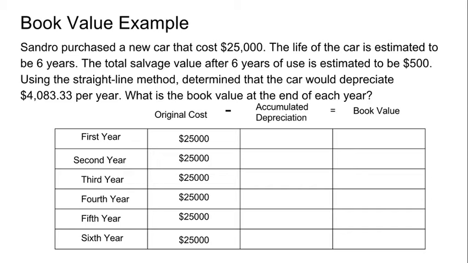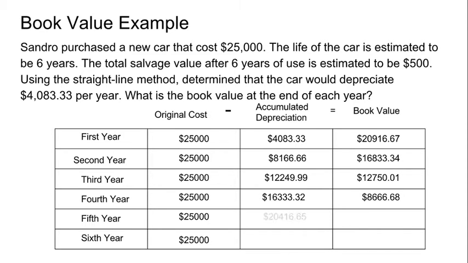So we figured out our accumulated depreciations. So when we subtract for that first year, our original cost minus our accumulated depreciation at the end of the first year, we get that the car after 1 year of use and ownership is now worth $20,916.67. So if we do that and we plug in what we got for the accumulated depreciation for each year and do our subtraction for all 6 years, at the end of 6 years we have that the book value is $500.02.